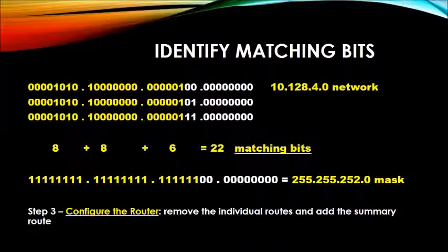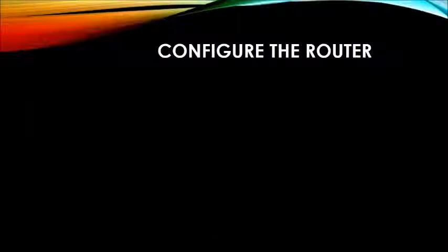How did you do? Did you get the 10.128.4.0 network with a net mask of 255.255.252.0? If you did, it's time to configure the router.